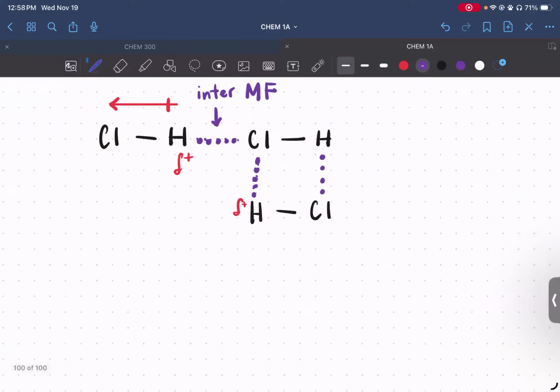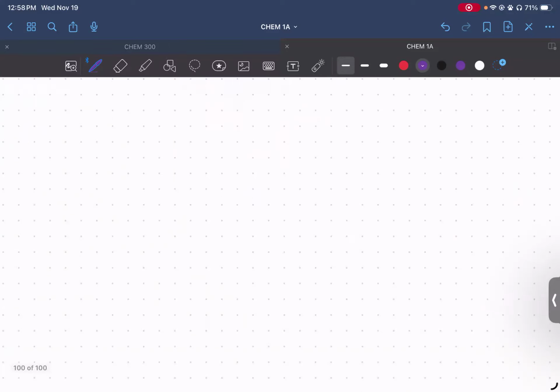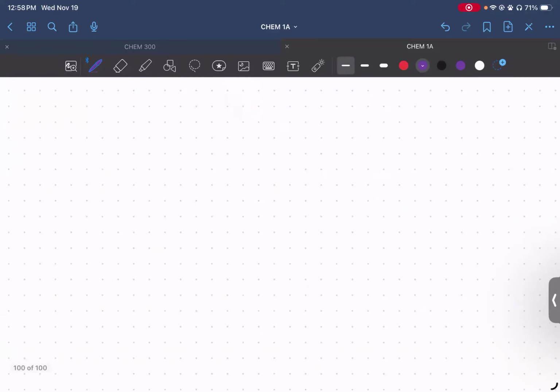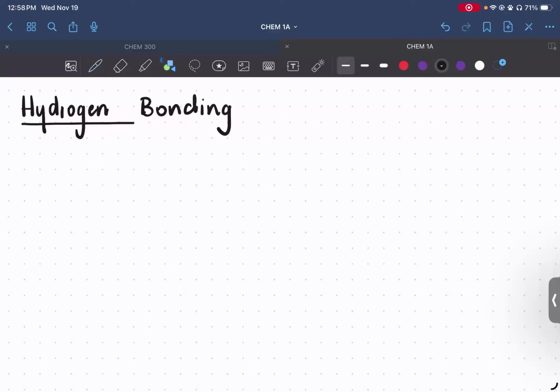Now, one of the biggest known examples of an intermolecular force is what's known as hydrogen bonding. You see, hydrogen is the smallest atom. It only has one electron. That means no matter what, if you have a molecule, the hydrogen is going to be slightly positive. This leads to some really cool phenomena.